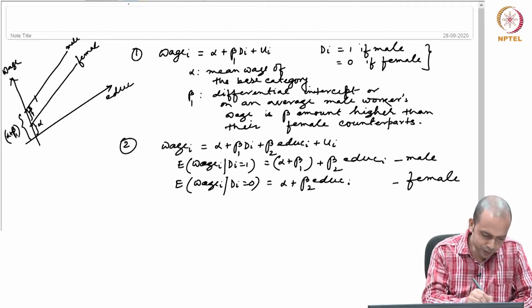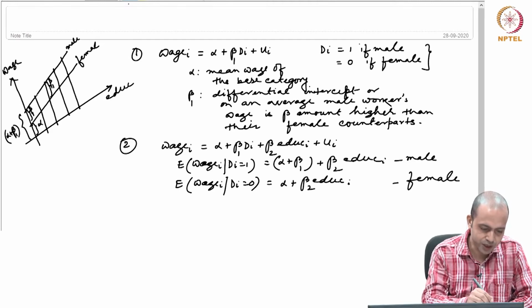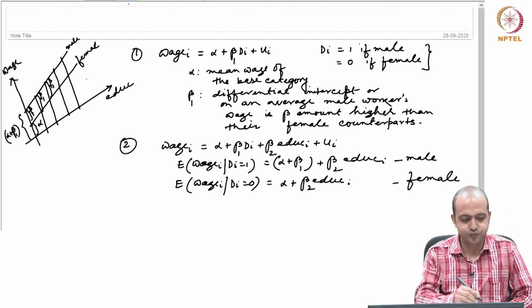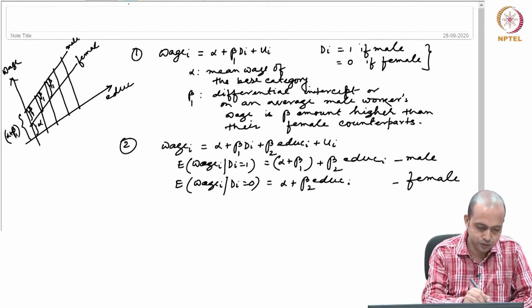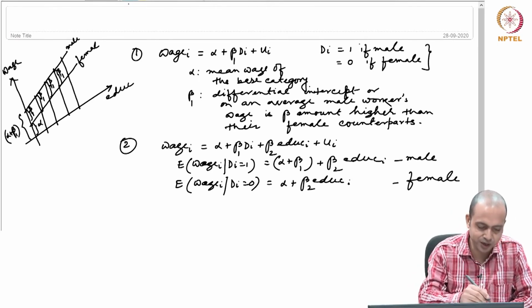So, for every level of education, male workers earn beta 1 amount higher wage than their female counterpart. Okay, and the slope is the same. So that means these are two parallel lines. That is why the difference at every point is only beta 1.